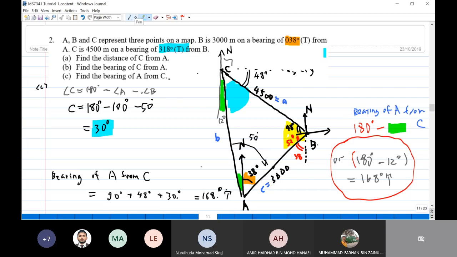A from C, okay, the bearing of A from C is this angle here. It's just 90 plus 48, because this is 90 degrees. Okay, this part is from north to east, 90 degrees. Then plus 48, which is actually here. This angle is 48, and so this angle 48 here, and then plus another 30.